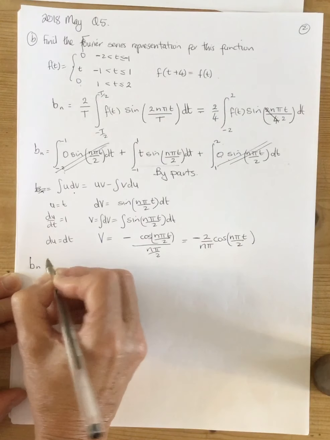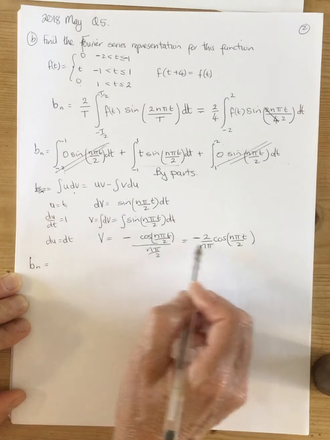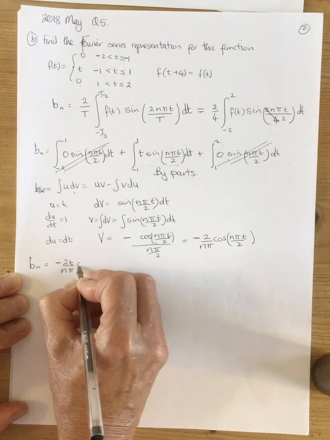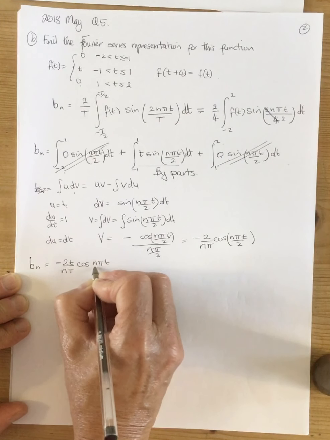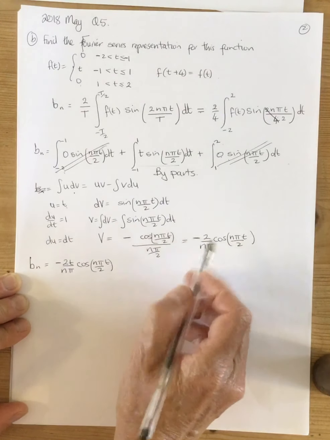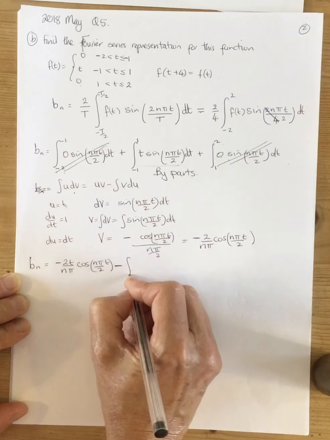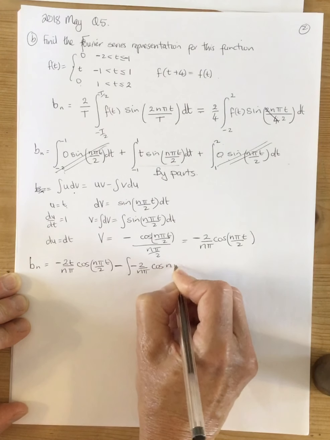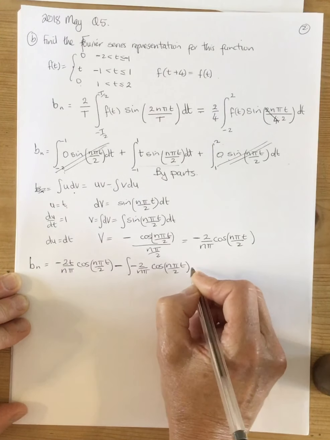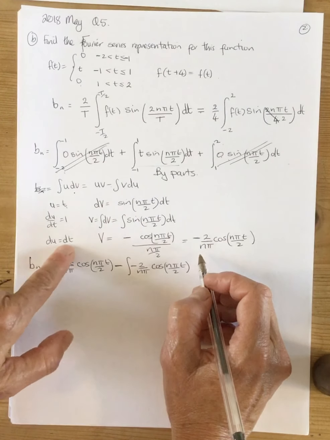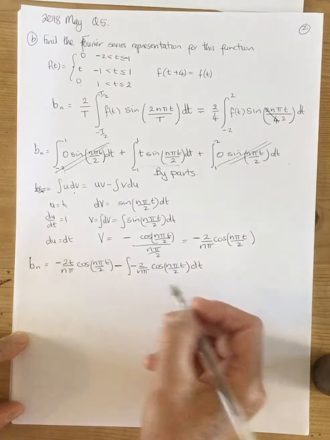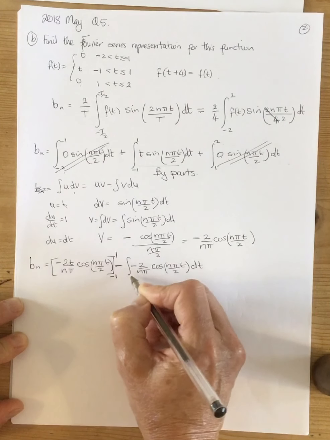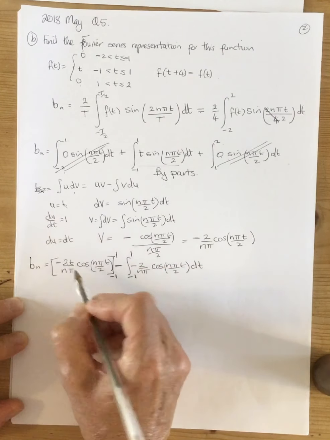Now we can put this together into an equation. So Bn now equals uv, t times all of this. So I can write that as minus 2t over n pi cosine n pi t over 2. That's uv. Minus, from the formula, the integral of v, which is minus 2 over n pi cosine n pi t over 2, times du, which is just equal to dt. Now the limits minus 1 and 1 apply here, so I should put them in. These are t values, the values of t.